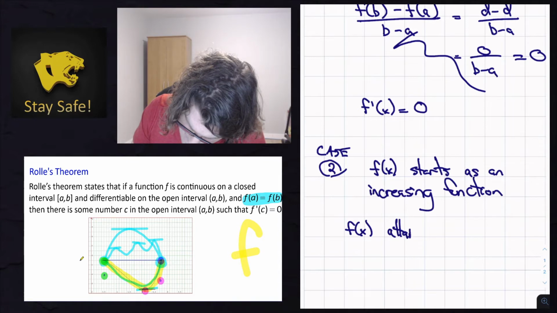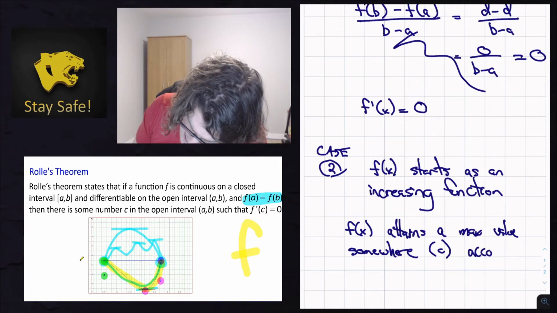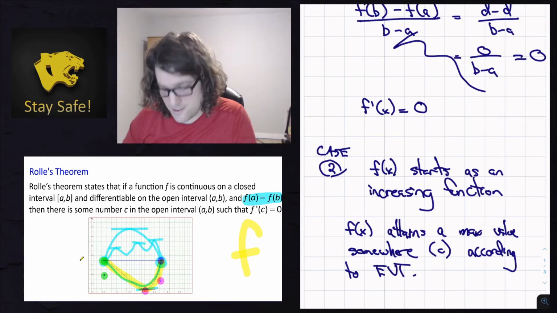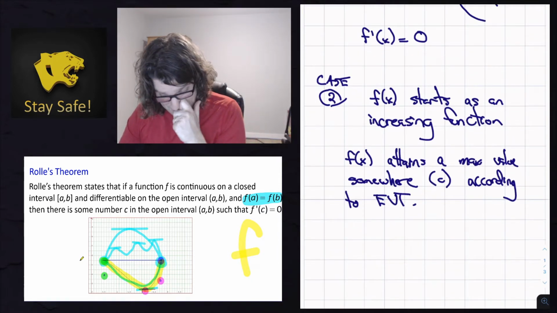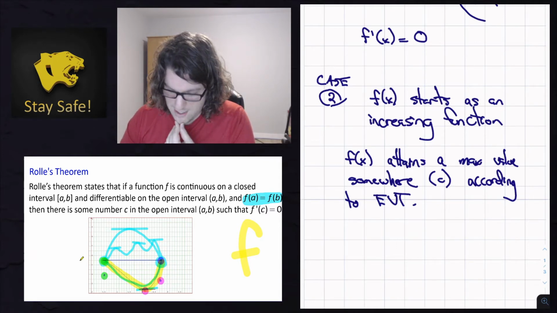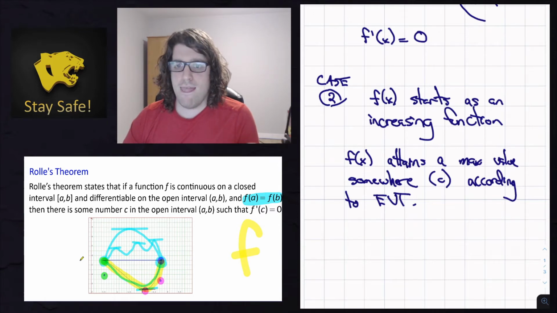So f of x attains a maximum value somewhere. Let's say C, according to extreme value theorem, because it's continuous. So since that's true, what we can say then is that it has a maximum value.